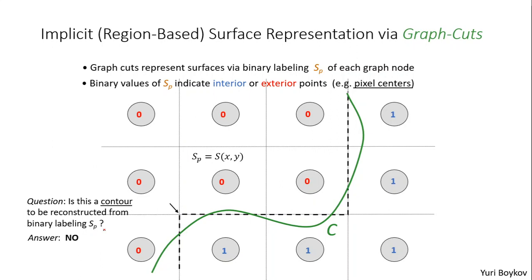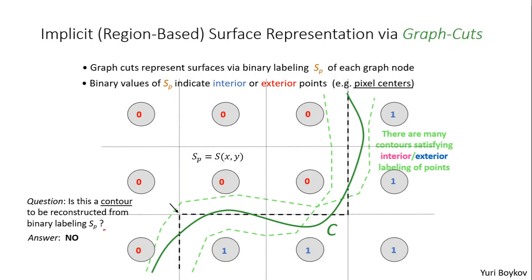So the answer is no. There can be many. There are many contours satisfying the interior exterior labeling of the points. So you cannot get a subpixel accurate contour in this case.